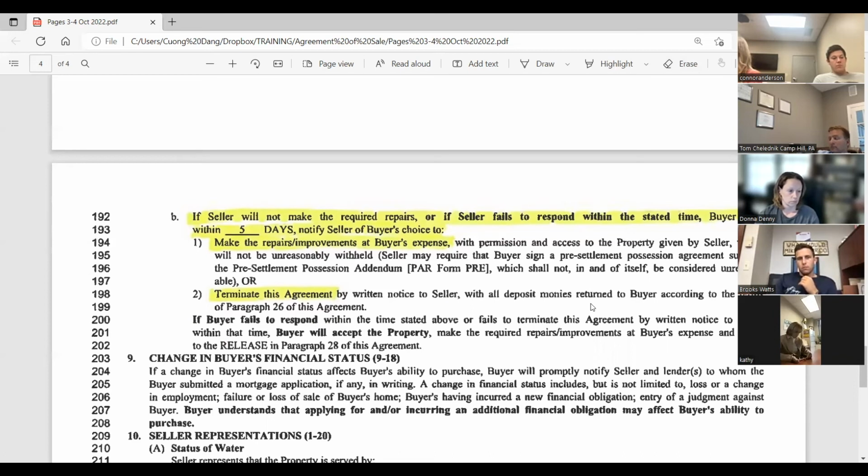Now, right under 2, there's a bold section there. If buyer fails to respond within the time stated above or fails to terminate this agreement, so the buyer doesn't do anything by written notice to seller within that time, then the buyer will accept the property and continue with the deal and make the repairs so we can go to settlement.